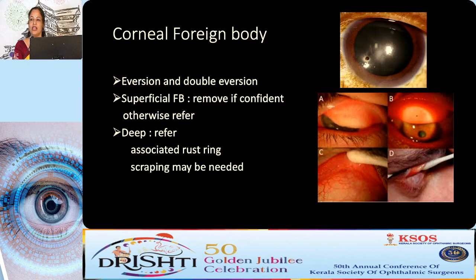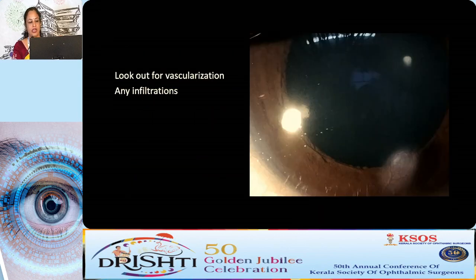Remember, in a pediatric case, or for that matter, any foreign body, you have to do an eversion and a double eversion. And if it is a superficial foreign body, if it is in the palpebral conjunctiva, definitely you can remove it even if it is a kid. But if it is deep, you may have a rust ring associated with it. You may need a scraping. That time you may need anesthesia for the kid.